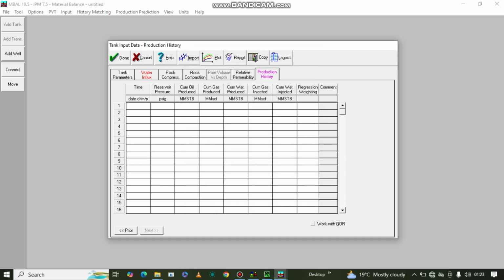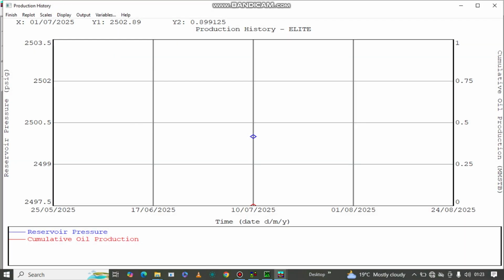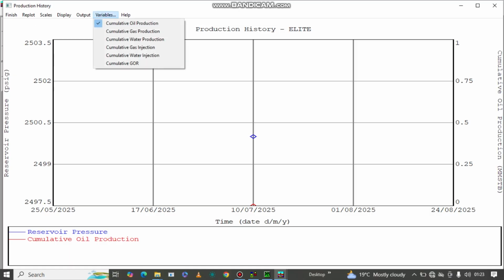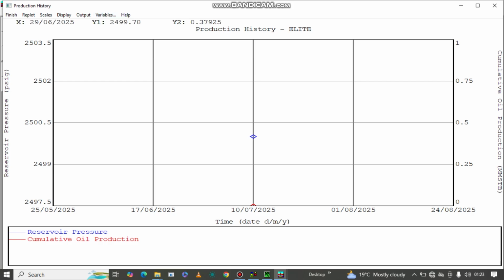So you can also generate a report, and you can also see the different graphs, just like we did previously. So you can see the reservoir pressure versus cumulative oil produced. This is the first day, so definitely I hope you don't really expect some oil to be produced on the first day. So you can change the different variables according to what you want to see, whether it's gas or any other part, just like we did.